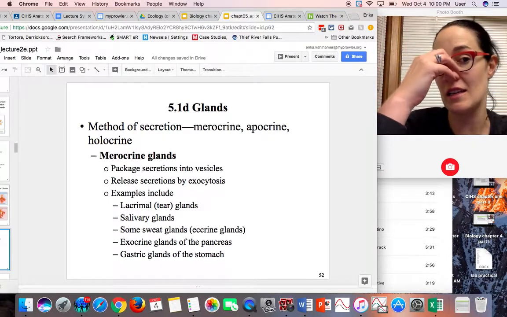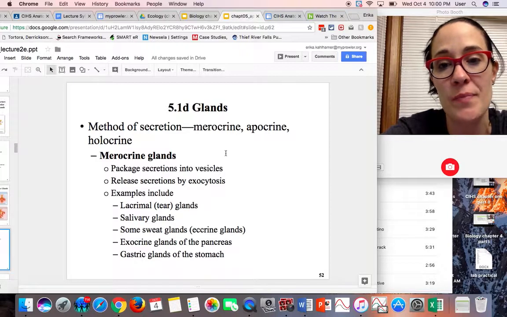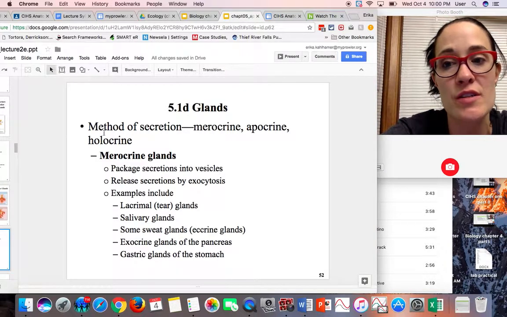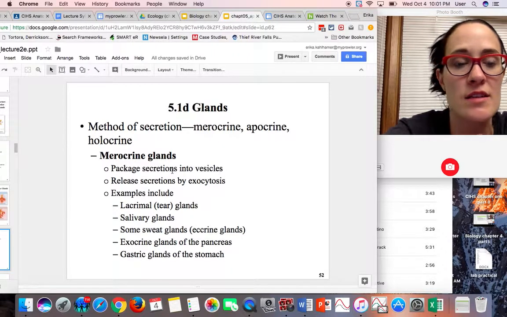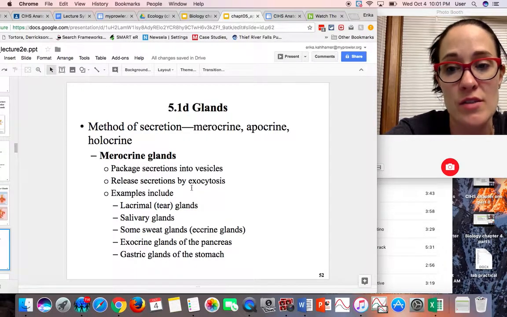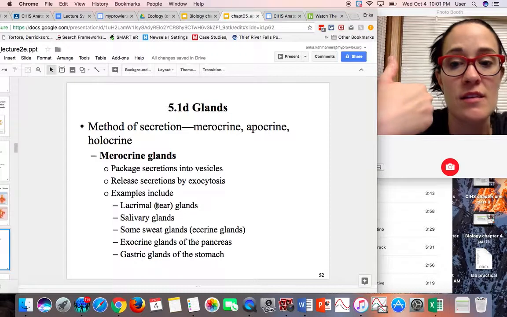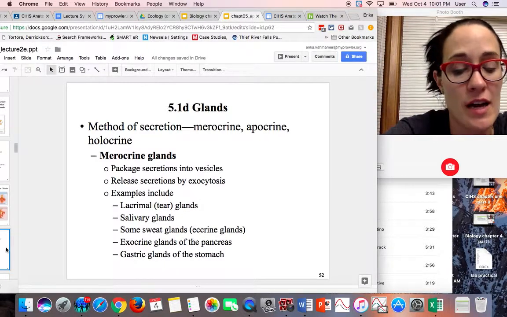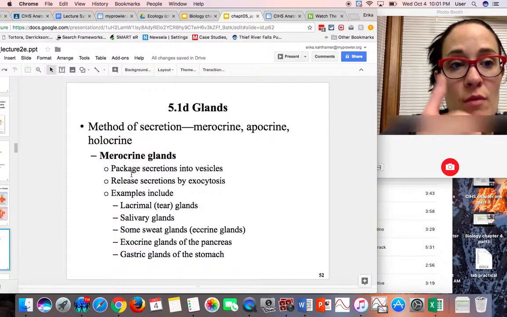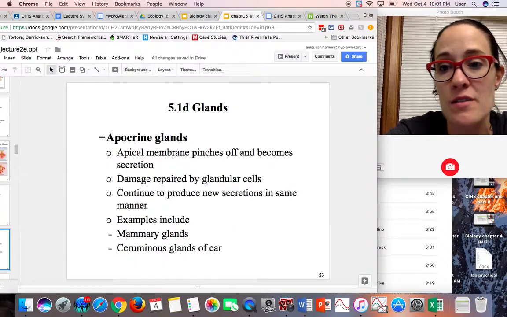And then glands can also be classified on how they work. Merocrine, apocrine, or holocrine. Merocrine, think of liquid secretions. Holocrine, whole cells. And apocrine is in between the two. Merocrine is going to secrete liquid secretions in the vesicles by exocytosis. So your tears, your salivary glands, your sweat, your pancreas, your stomach that secrete gastric juice are all merocrine secretions because liquid is being released from the ducts.